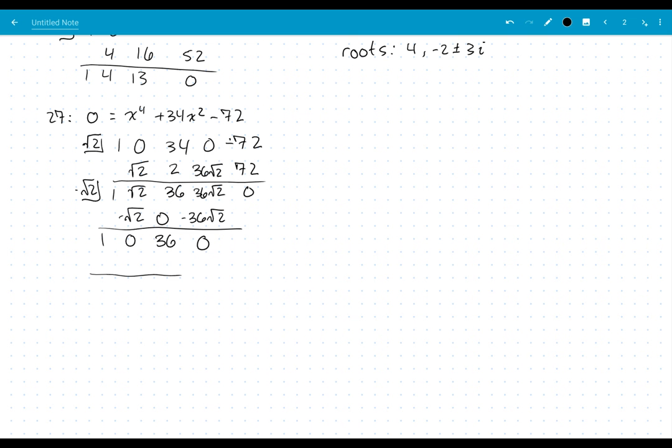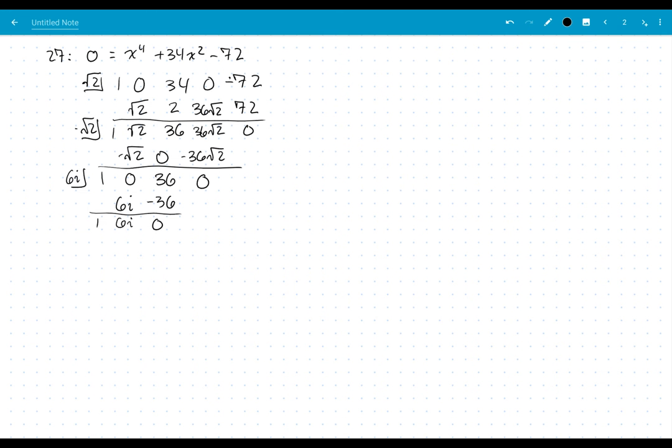And then the next thing we have is x squared plus 36. So we know that we're going to have a complex number, but we know that that complex number is going to be the square root of 36 times i. So that's going to be 6i. We plug in 6i and we get 1, 6i. 6i plus 0 is 6i. And then 6i times 6i is negative 36.